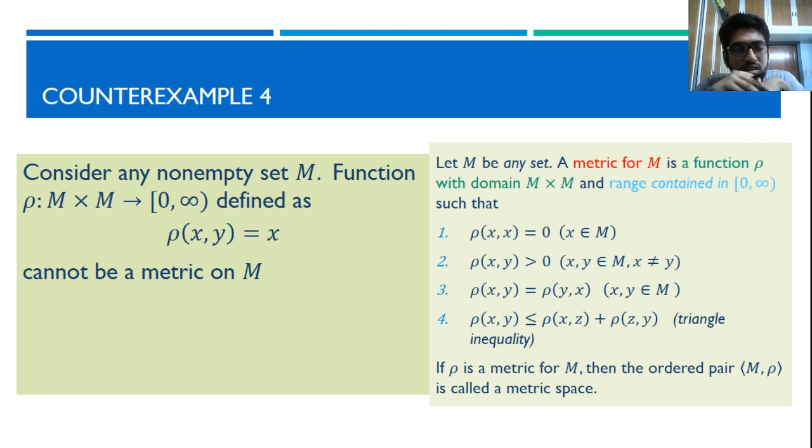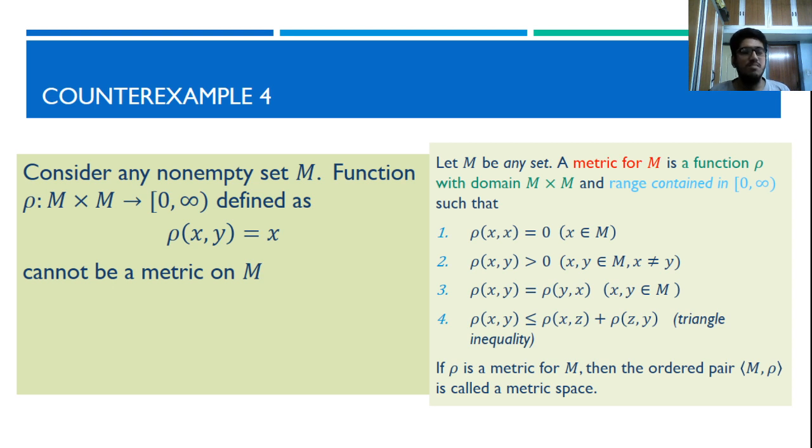It cannot be, mainly because if, suppose, minus 3 belongs to M, then rho of (minus 3, 3) will be equal to minus 3, which is not possible because our codomain here is the closed interval 0 comma infinity. Hence, we can be sure that M should be a subset of the closed interval 0 comma infinity.